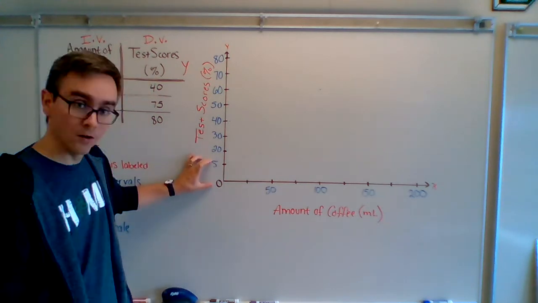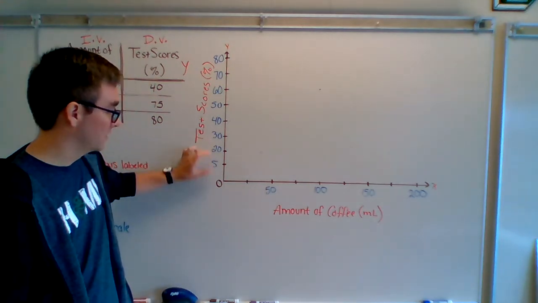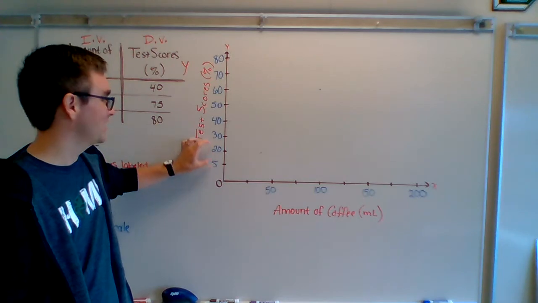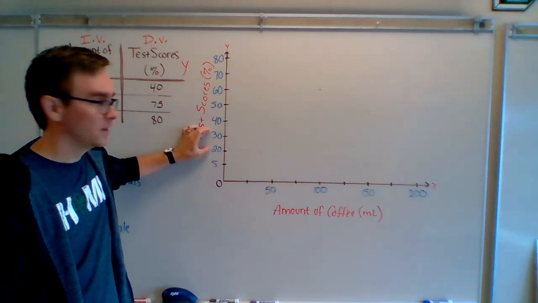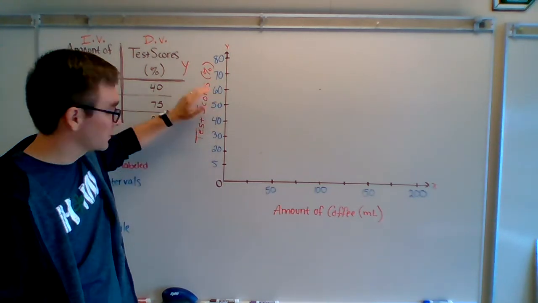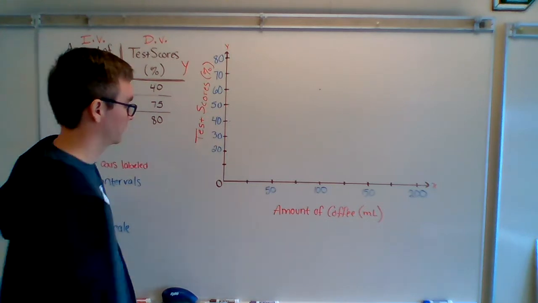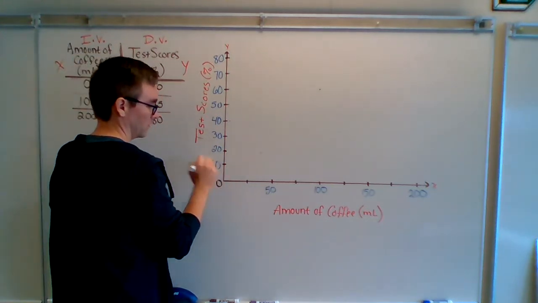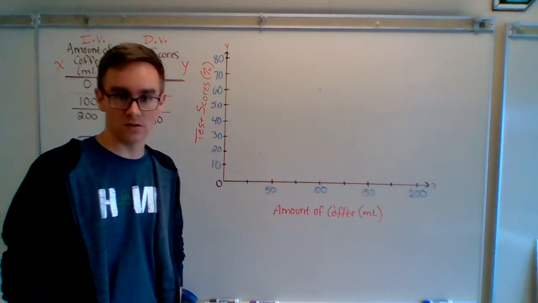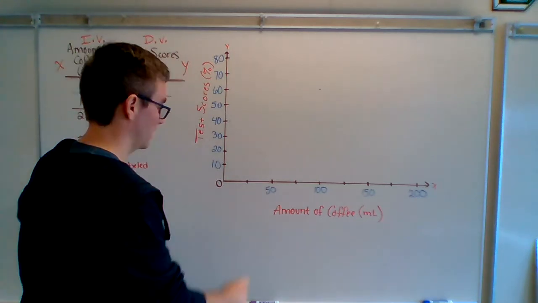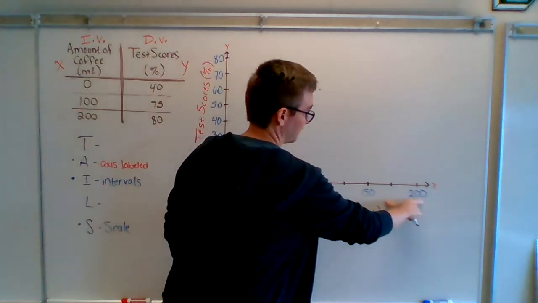This right here should equal this. This gap is 5. This gap is 15. This one's 10. That one's 10. It's got to be equal all the way through. So make sure you have equal intervals. Your intervals are equal on both sides: 50, 50, 50, 50.